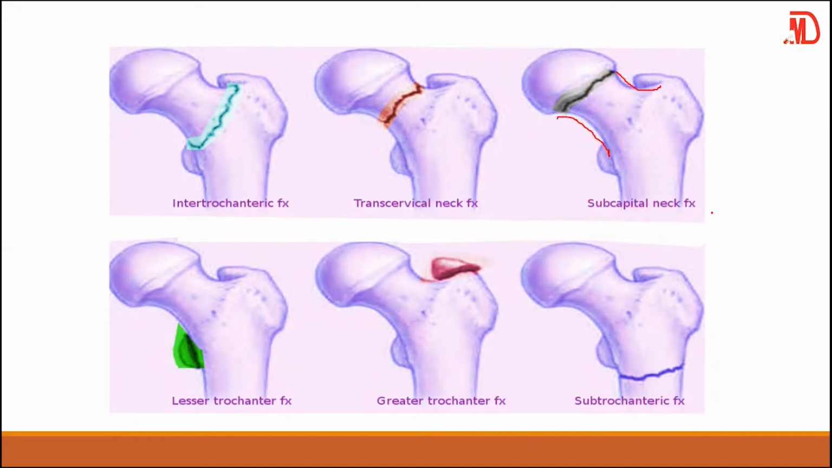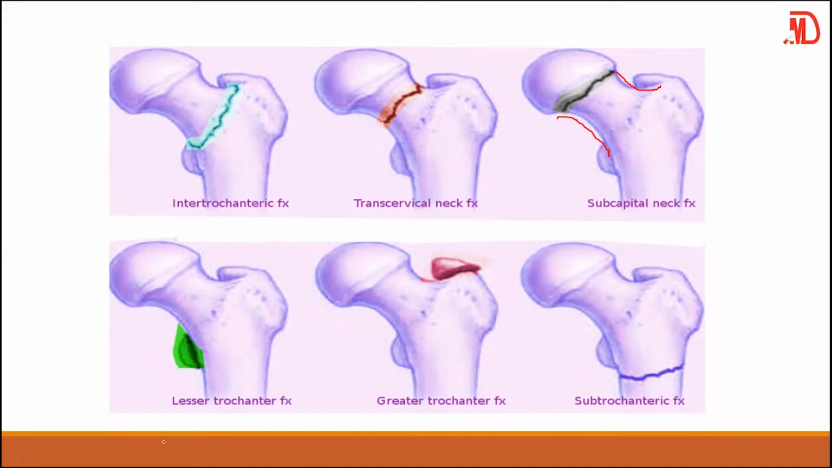All right, so we have the subcapital neck fracture. Just under the head, there's a fracture, and that classifies it as intracapsular. Then we have the transcervical neck fracture. As you can see, it is in the middle of the neck. Then we have, actually this is supposed to be the basal, but we call it the intertrochanteric fracture. All right, good.